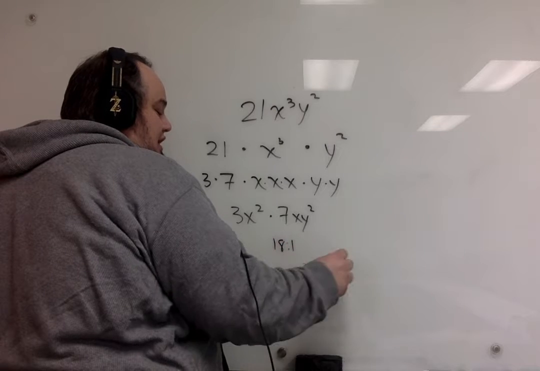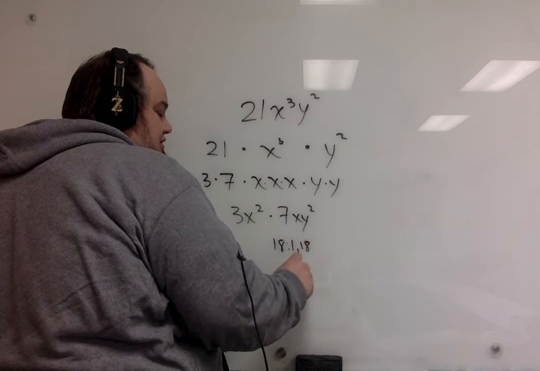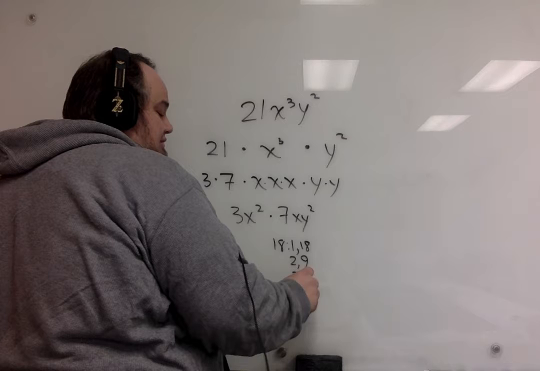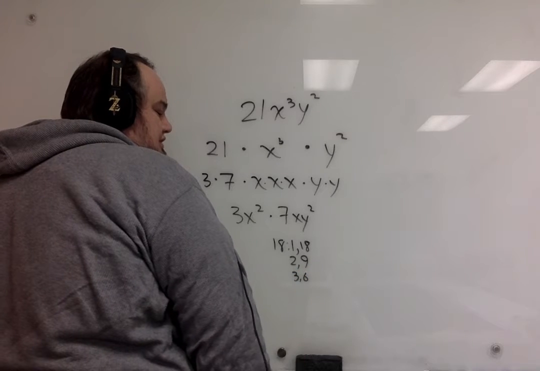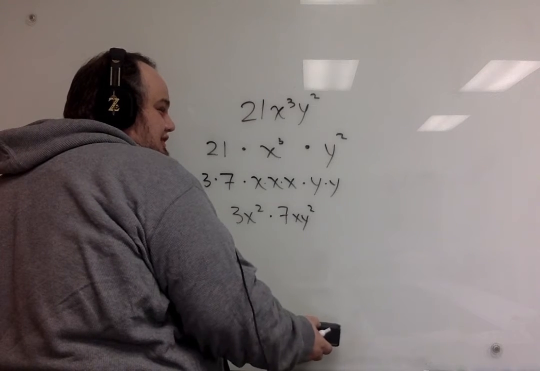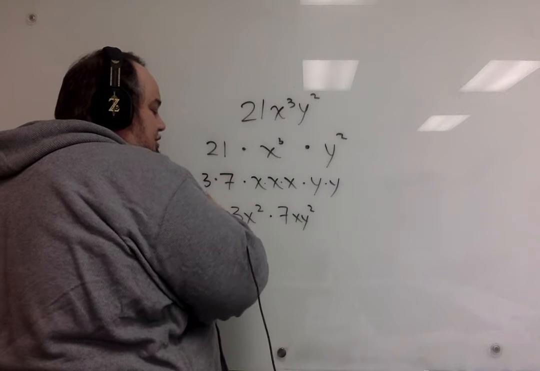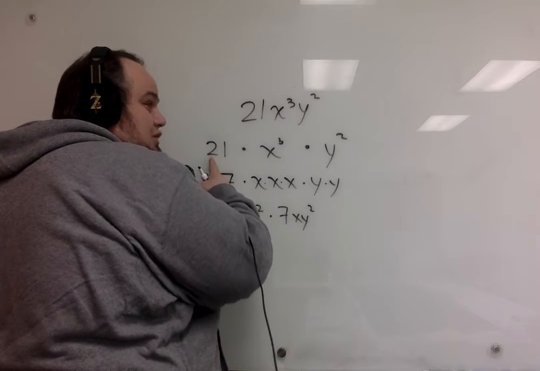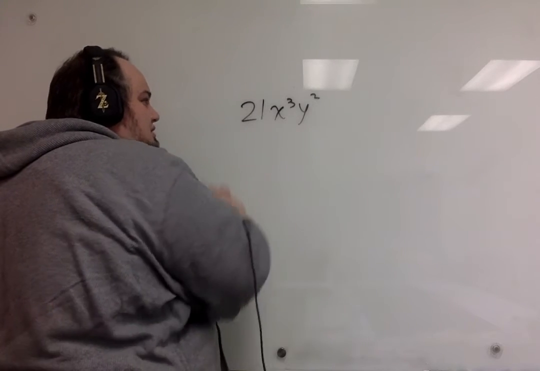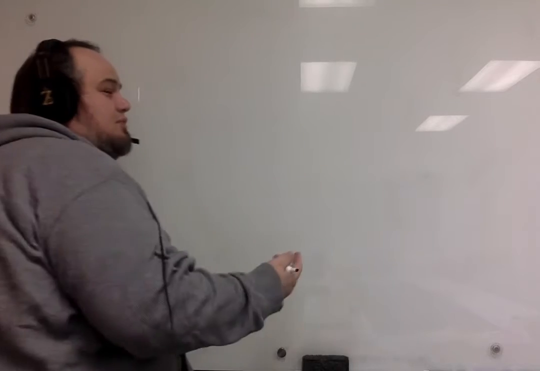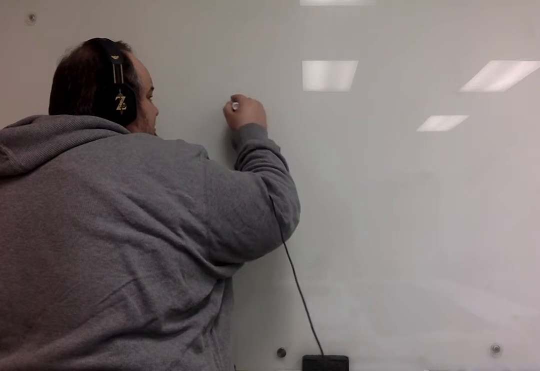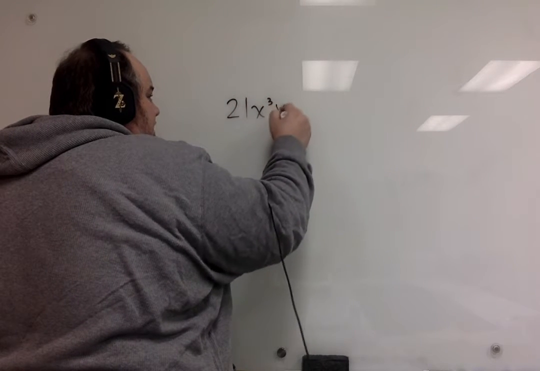18, we said, well, it could be 1 times 18, or it could be 2 times 9, or it could be 3 times 6. So these are different groups or sets of factors. Now, we wouldn't use all of those factors at the same time. Here we wrote down the prime factors, 3 and 7, but 21 is also a factor. So what we're trying to do is see what factors does a group of numbers have in common? So let's take a look. Let's use that example, 21 x cubed y squared.